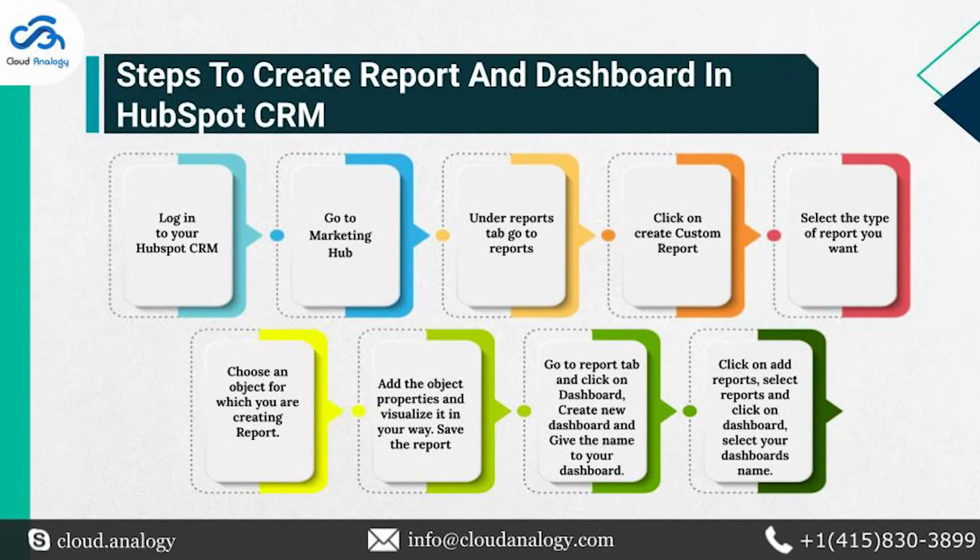Talking about the steps for creating reports and dashboards in HubSpot CRM, firstly, you need to log into your HubSpot CRM. Then go to the Marketing HubSpot option and click on the Report option under the Reports tab. And then click on Create a Custom Report. From the following options, you can select the type of reports you want. Then select an object for which you are creating the report. Add the object properties and then save the report.